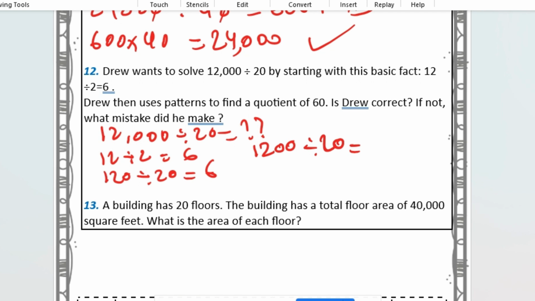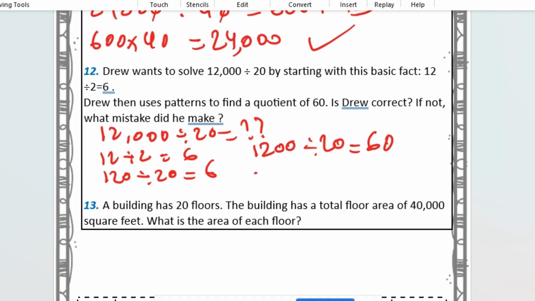When you multiply the dividend by 10 and you do not change the divisor, the quotient will be multiplied by 10. So the quotient will be 60. Why? Because we multiplied the dividend, this number, by 10 and we didn't change the divisor. So our quotient will also be multiplied by 10.